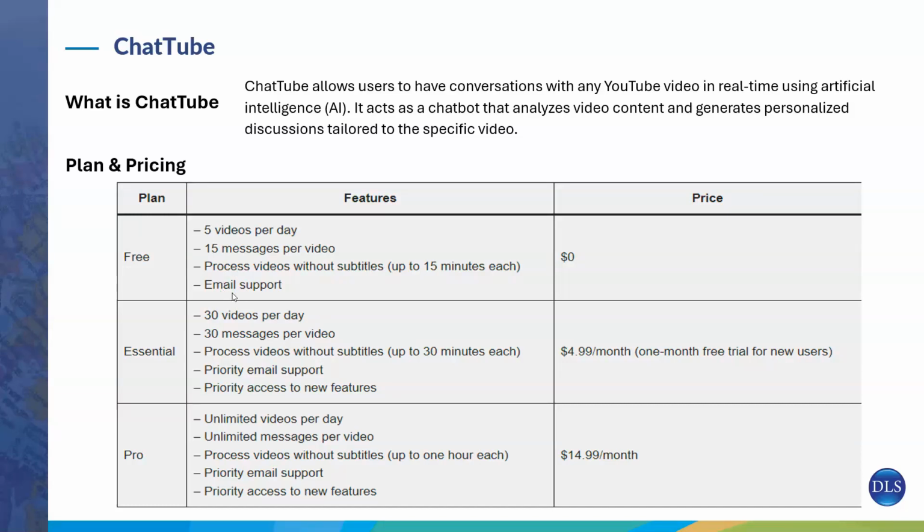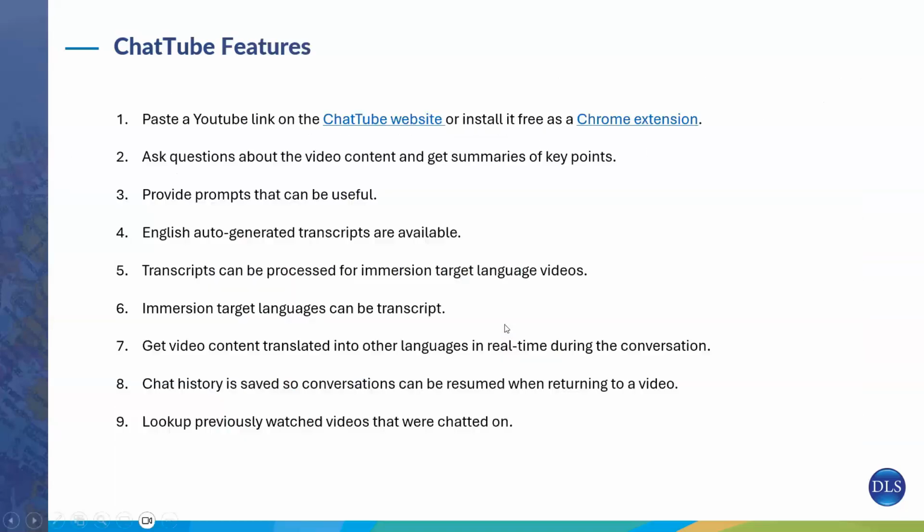You can also email support if you need it, and you don't have to pay any money for that. However, if you find it very useful and you really like to use it, you can also do the essential plan for $5 a month, which is not that expensive. I don't think we would ever need the pro. For the essential plan, you can do 30 videos per day. So let's move to the next one.